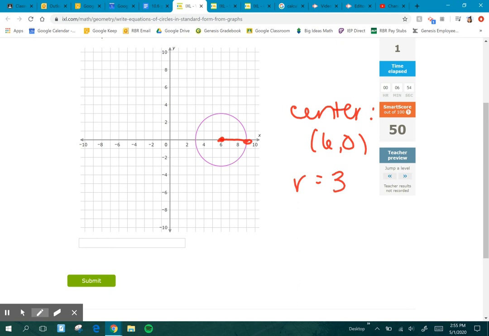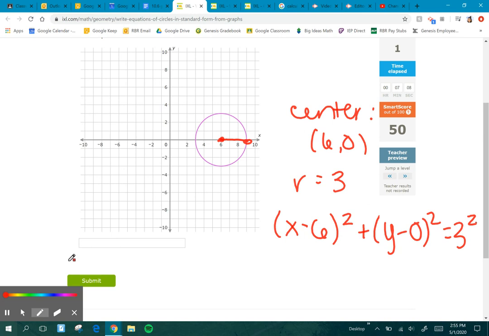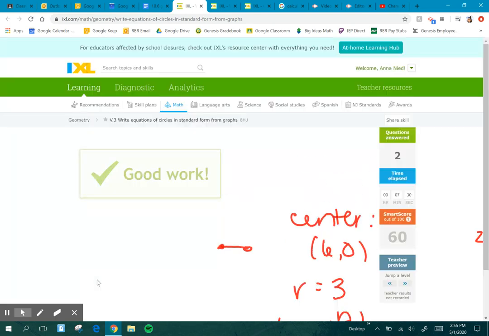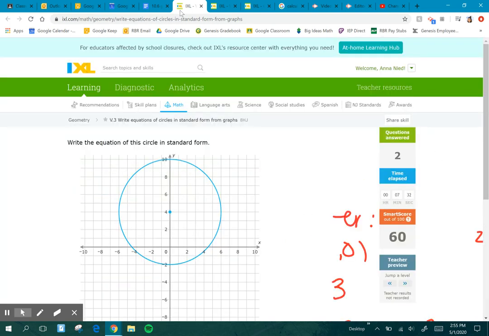So I want to plug that into my equation. Remember, it goes in as the opposite: x minus 6 squared plus y minus 0 squared equals 3 squared. In IXL, the x minus 6 is as simplified as it gets. So I'm pressing parentheses, x minus 6, squaring on the outside of the parentheses, then plus the y minus 0 squared, that gets simplified to just y squared, equals, and then 3 squared is 3 times 3, which is 9. All right, so that's how those work.